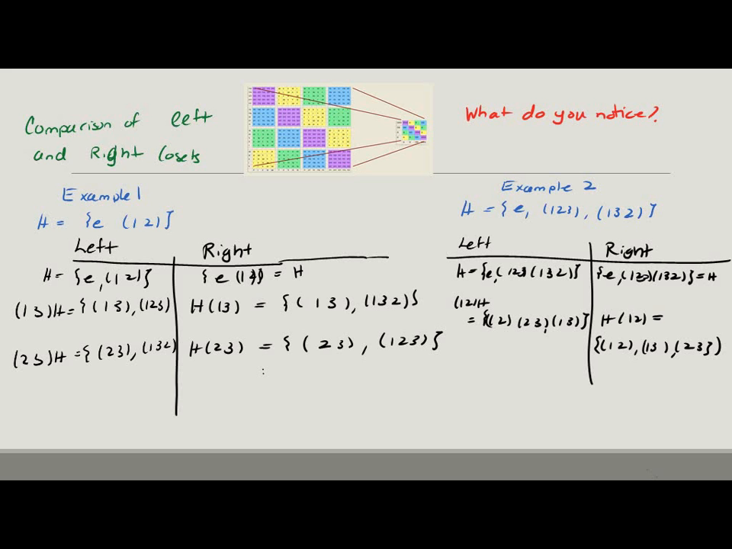What do you notice about the left and right cosets? These are the left cosets of this subgroup over here. These are the right cosets of this subgroup over here. These are the left cosets of this subgroup, and these are the right cosets of this subgroup. Take a look at it and see if you can figure out what's different about these two subgroups.